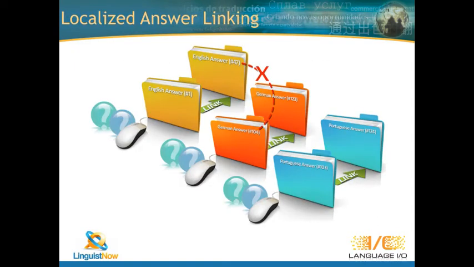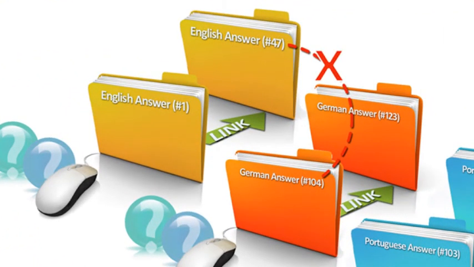So how did LinguistNow solve these problems for SurveyMonkey? Let's start by talking about everything that LinguistNow automates. First, and as expected, LinguistNow automatically exports your answers for translation and then imports the translated content. But in addition to that, LinguistNow also automates the localization of links to other resources. So in this example, if you have English answer number 1 that links to English answer 47, when you translate English answer number 1 into German, if all LinguistNow did was to translate the text, the German answer would still link to an English answer.